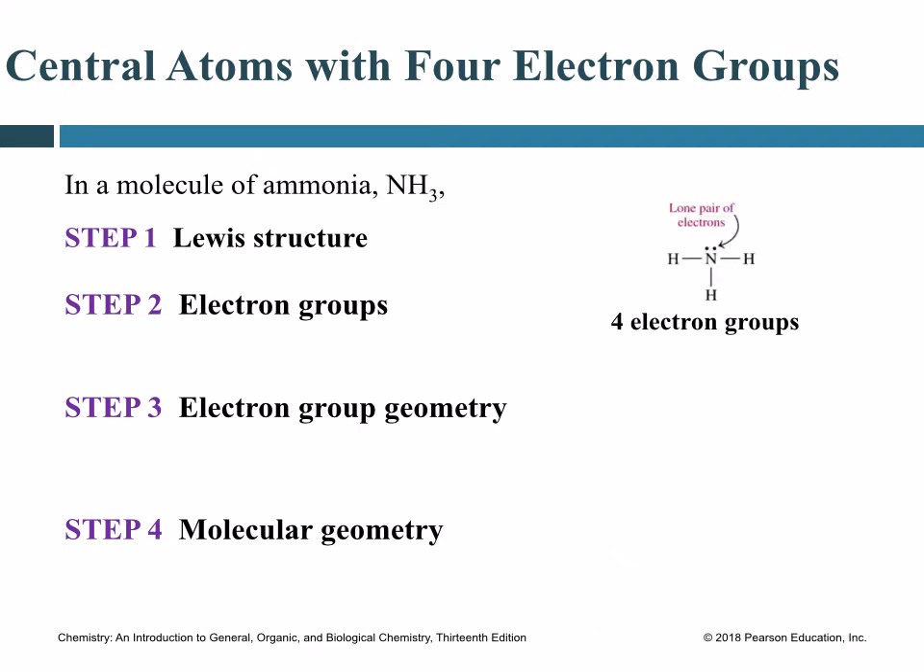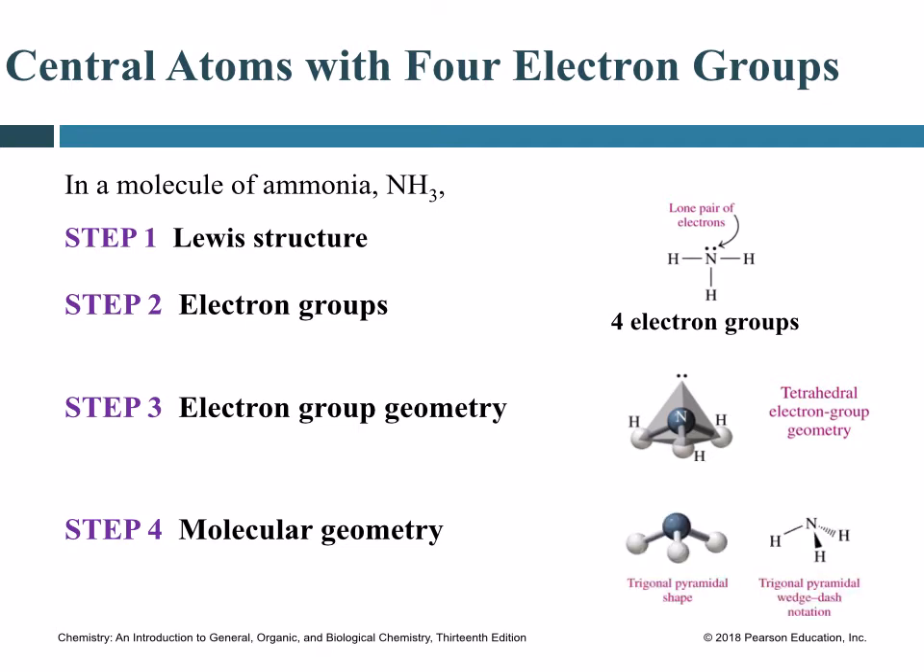For ammonia, again draw the Lewis structure, and there are 4 electron groups around the central nitrogen atom, 3 single bonds and 1 lone pair. To minimize electron pair repulsion, the 4 electron groups orient themselves around the nitrogen atom, forming a tetrahedral electron group geometry.